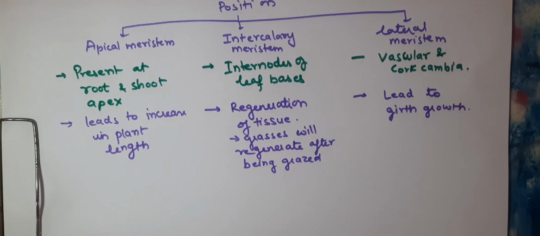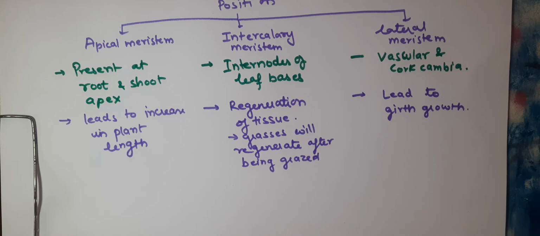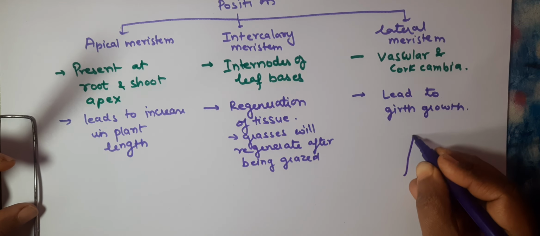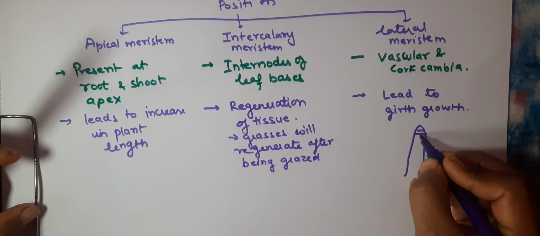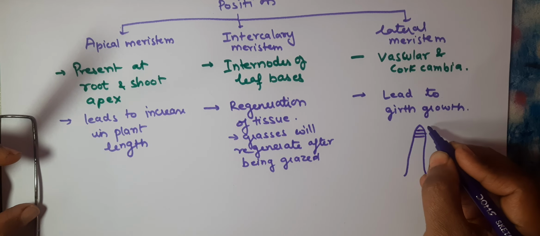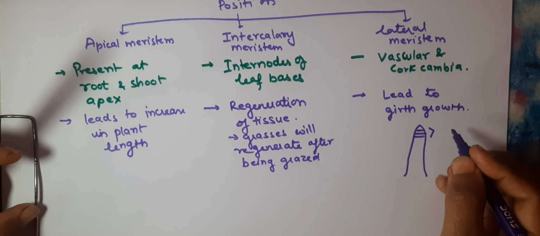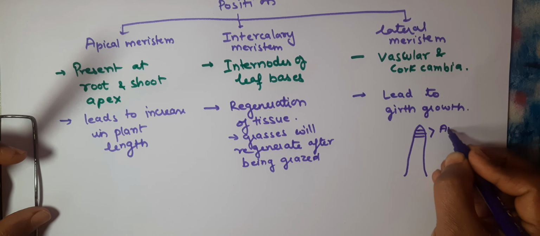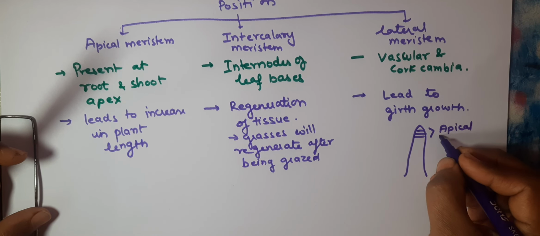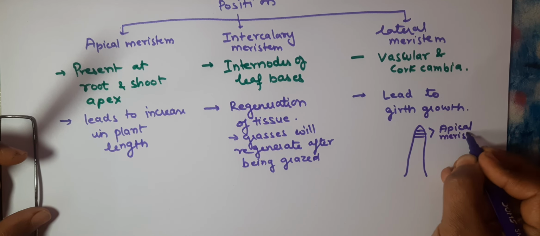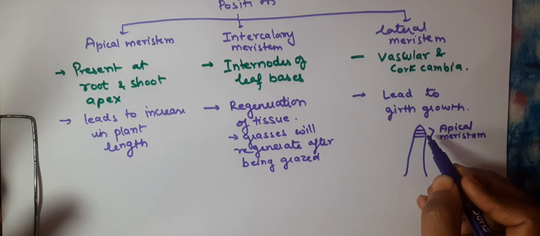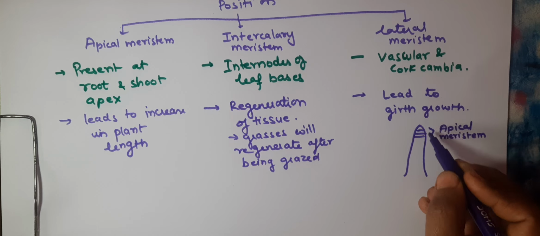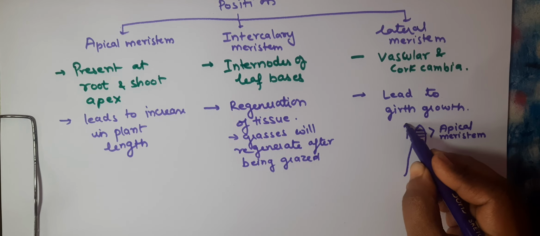For your easy understanding, I will draw a diagram. Suppose this is a shoot end, the shoot apex. The meristem present here will be the apical meristem. When there is active cell division in this region, it leads to an increase in length, so the plant will grow in length.